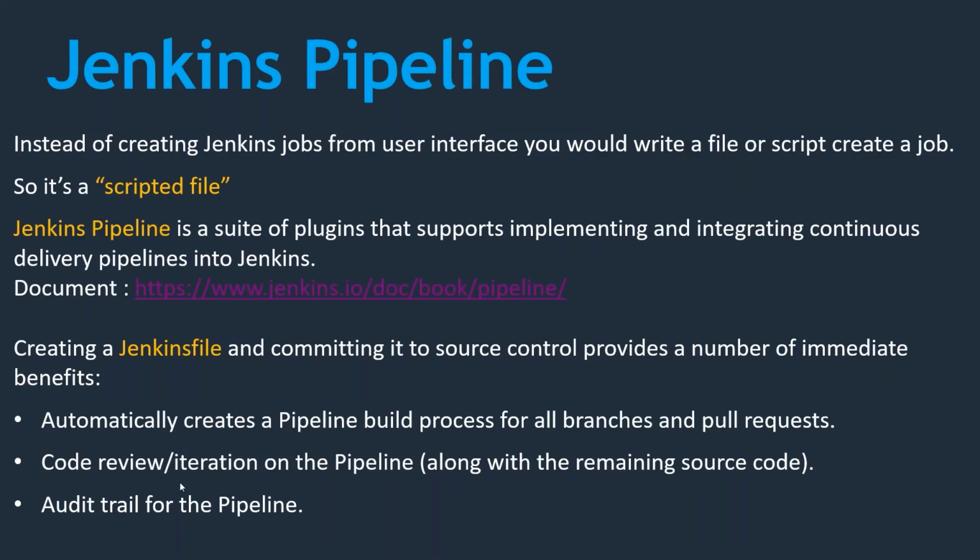Next, code review and iteration on the pipeline. You can review who has made what changes to your Jenkins pipeline also. Maybe today you are giving the Maven goals as clean and install or clean and package. Tomorrow you have changed it to clean and deploy. Why did you change it to clean and deploy? Who has changed it? What is the purpose? You can understand that. And the audit trail for the pipeline, yes, you can check it out. Who has made those changes, and all the previous versions will also be available. So these are the advantages of using Jenkins pipeline or scripted Jenkins pipeline.